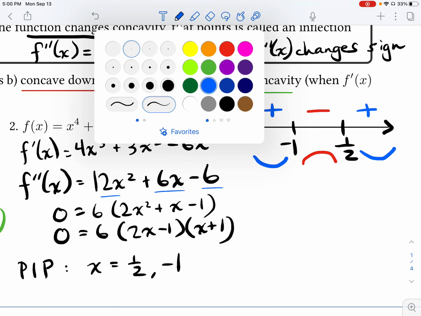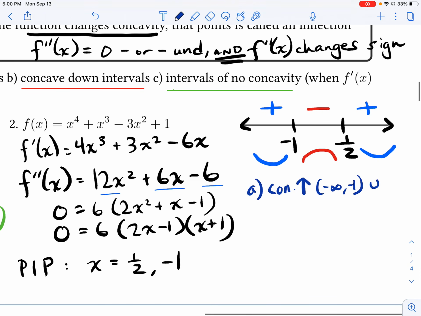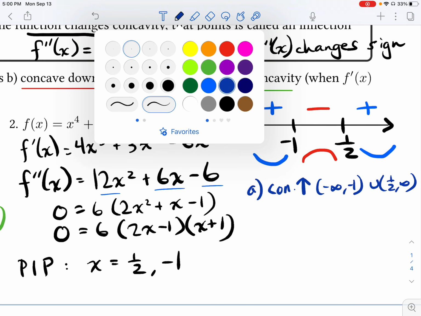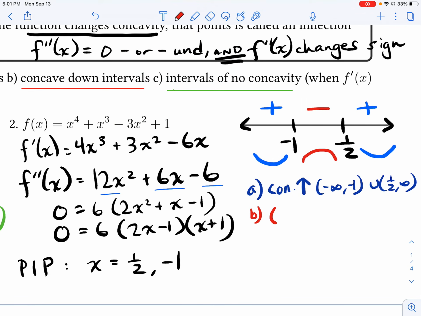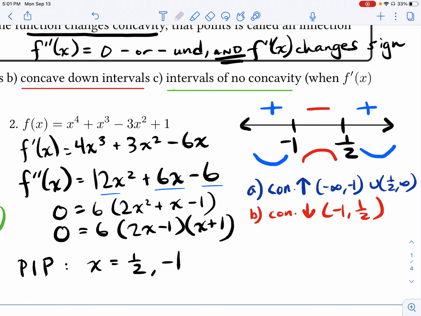So we can say the following, kind of go down the line. We know that our function is going to be concave up from negative infinity to -1, and from 1/2 to positive infinity. We can say that our function is concave down from -1 to positive 1/2. Now, where do we see no change in concavity? Well, there was no place where f double prime did not change, so we're just going to say none here.